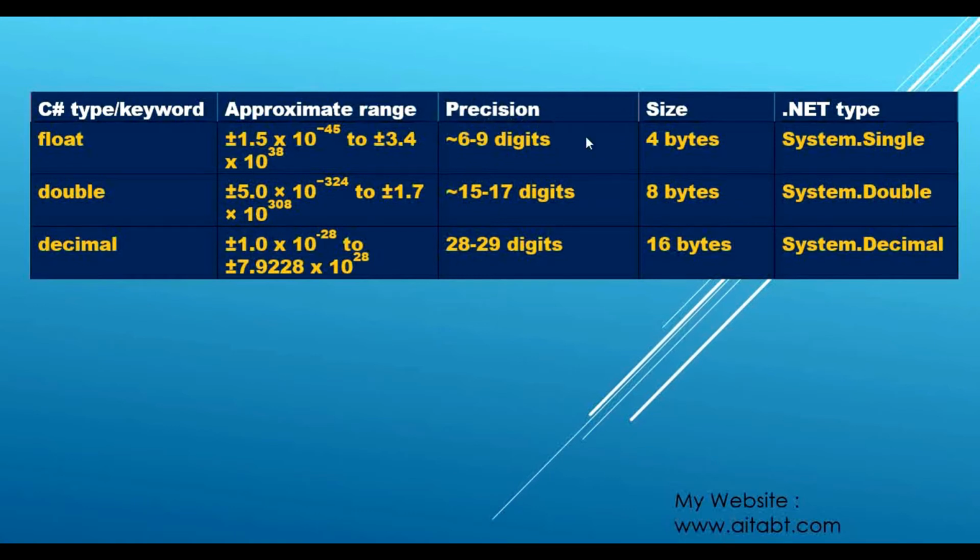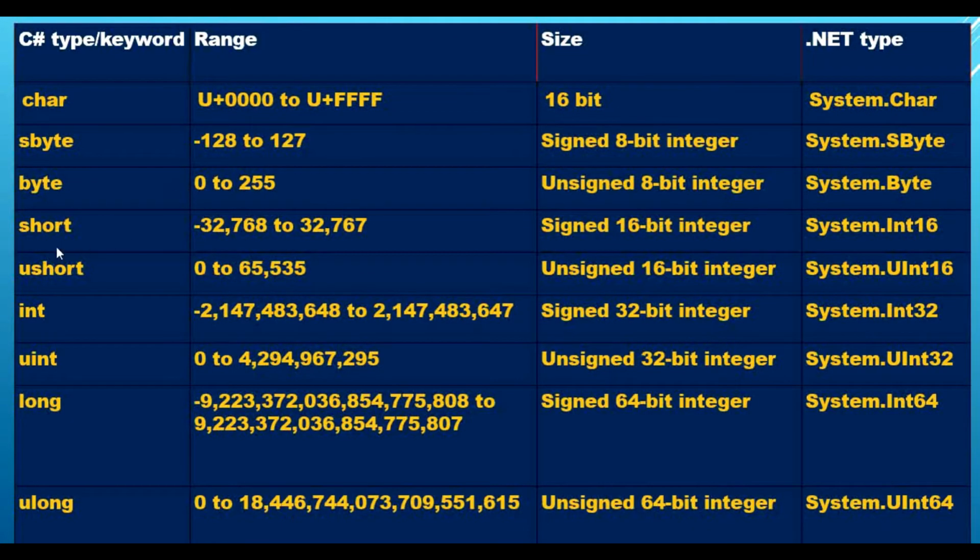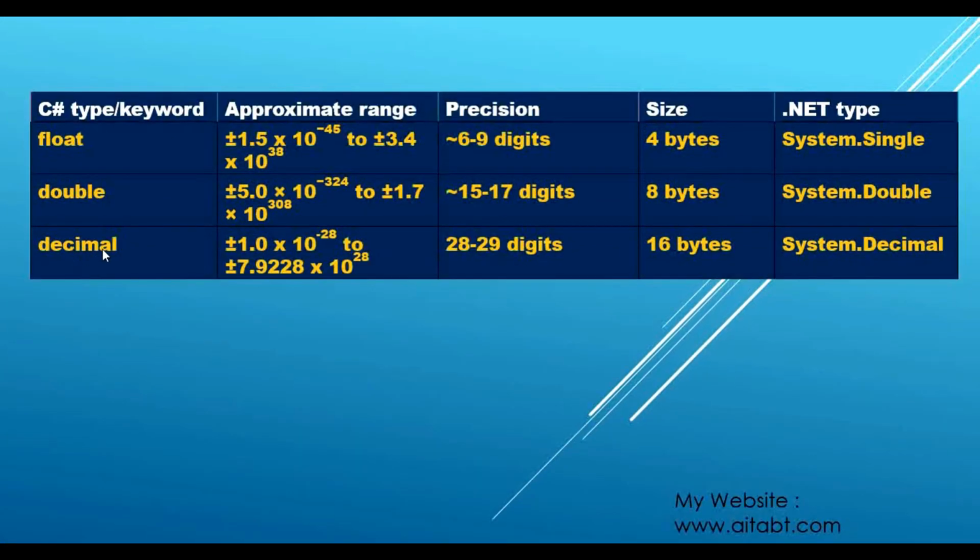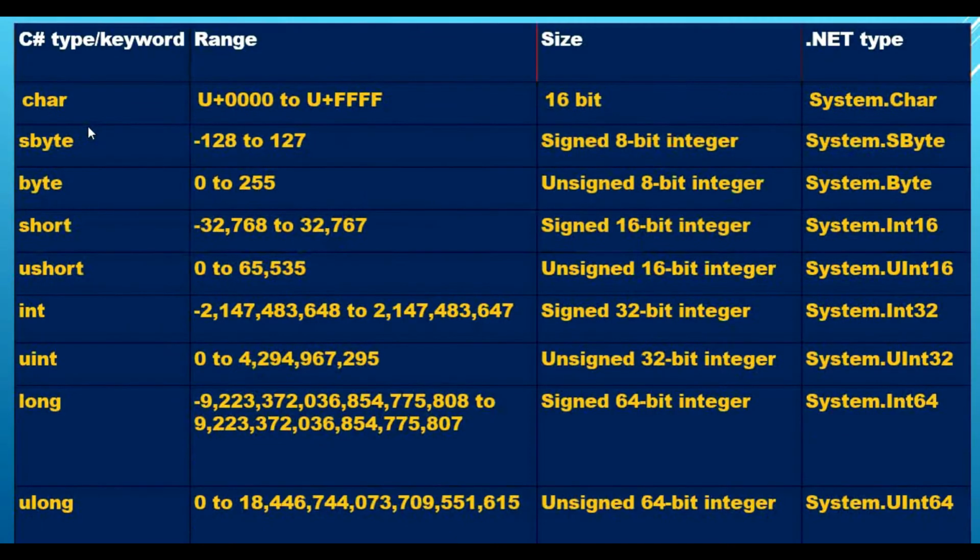So it says float can have this precision of 6 to 9 digits, double can have 15 to 17 digits, and decimal can have 28 to 29 digits. Okay, and these are the sizes, that is 4 bytes, 8 bytes, 16 bytes. This float comes from System.Single, this from System.Double, and this from System.Decimal. As I have arranged this in the table, that is in ascending order of their sizes. So this decimal has the biggest size. After that comes double, then float, and after that ulong, long, and so on.